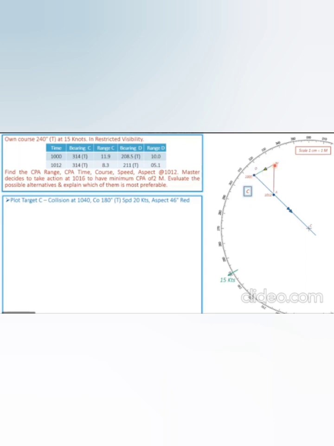Now if we join W with A, Whiskey with Alpha, the WA vector gives us the course and the distance covered by the target within the plotting interval. So we have the WA vector representing the course and the distance covered by the target in the plotting interval from 1000 hours to 1012 hours. So the information we obtain from plotting is target Charlie is on a collision course.